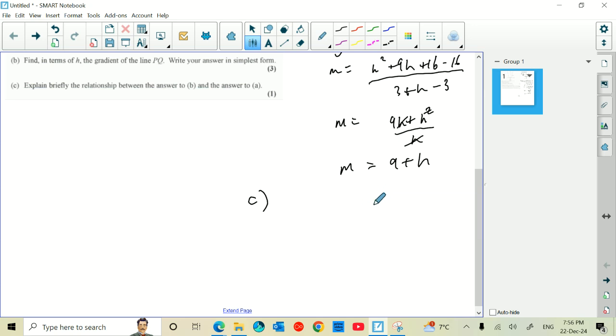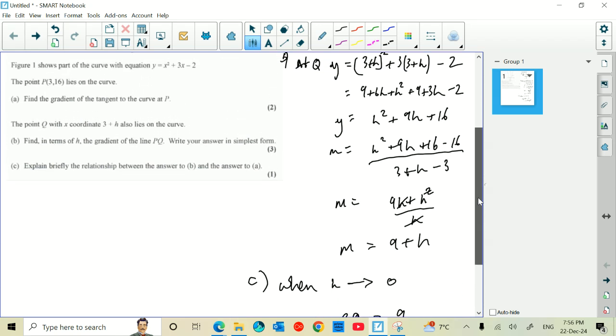is where, when h tends towards 0, m of PQ, the gradient of PQ, is equal to 9, and therefore, or thus, PQ is a tangent. And that's it for 6 marks.